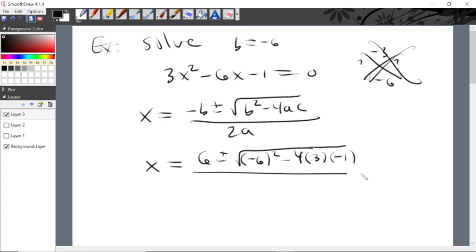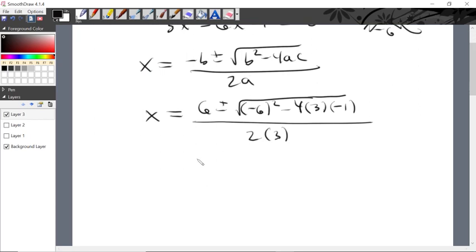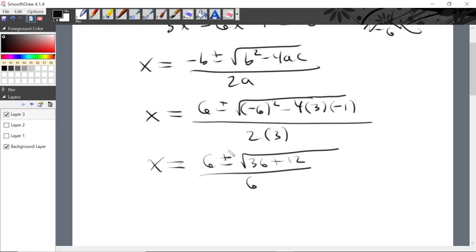Right, and that all is divided by 2 times 3, because 3 is equal to a. Now we want to go ahead and simplify this as much as we can. Okay, order of operations, on the inside of the radical. So we have 6 plus or minus the square root of 36. A negative times a negative is positive, 4 times 3 is 12, so I'm going to do a plus 12, and this is over 6, okay?